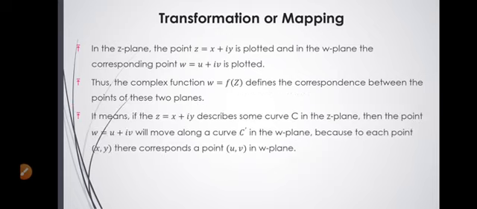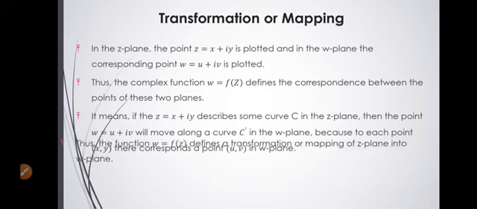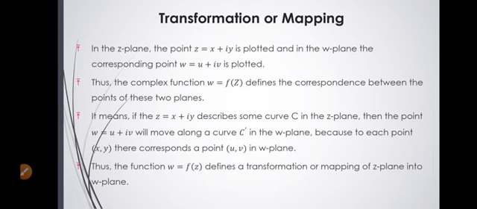It means if z equal to x plus iy describes some curve c in the z plane, then the point w equal to u plus iv will move along a curve c dash in the w plane, because to each point x, y in the z plane there corresponds a point u, v in the w plane. Thus the function w equal to f of z defines a transformation or mapping of the z plane into the w plane. So transformation or mapping of the z plane into the w plane is nothing but the function w equal to f of z.